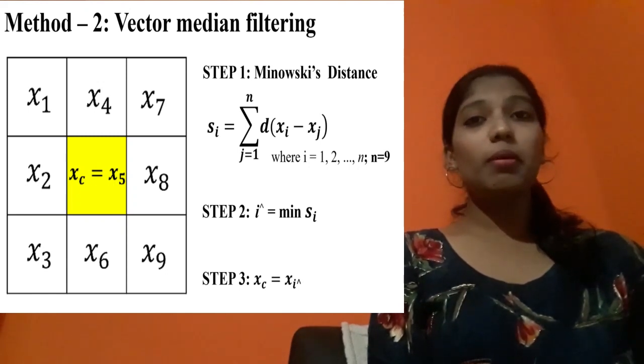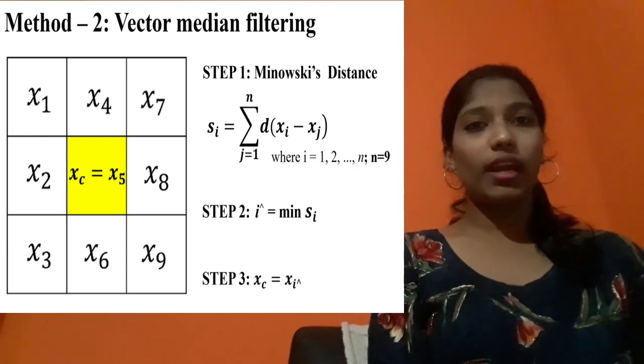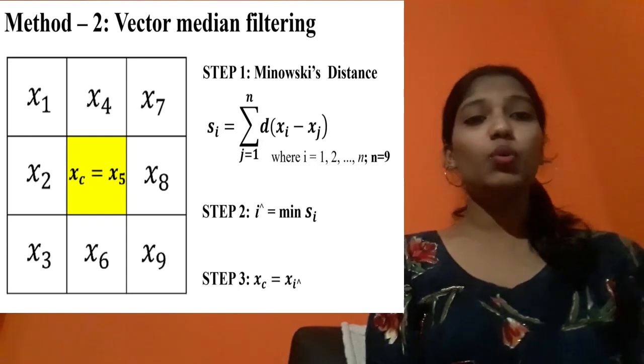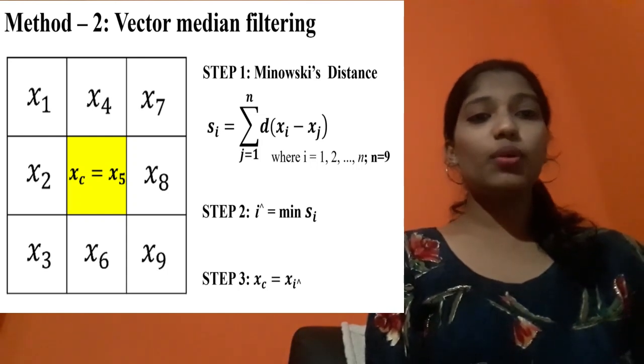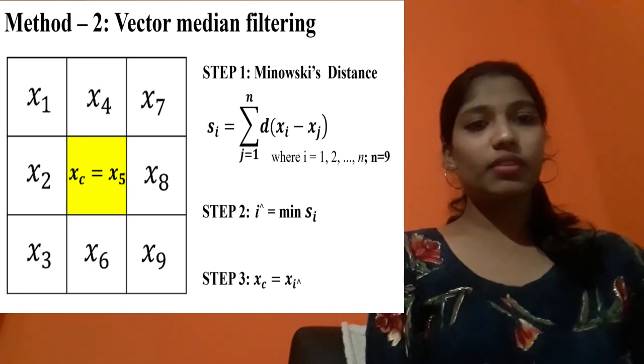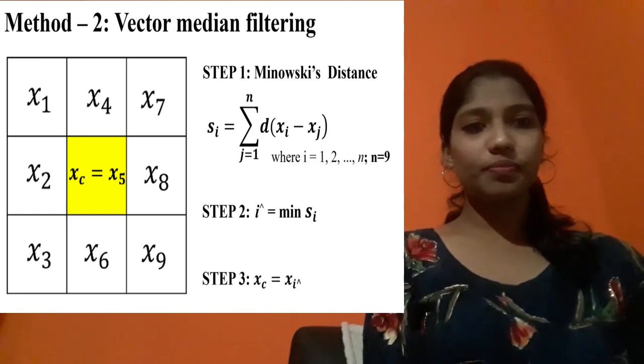That means the minimum index I cap is equal to 8. Then the x8 value is going to be replaced with the test pixel x5. This is how it works.